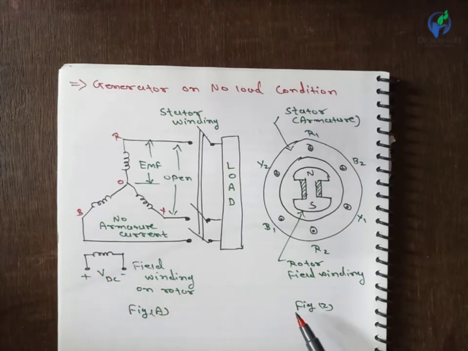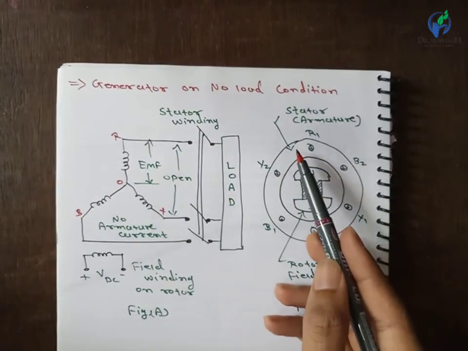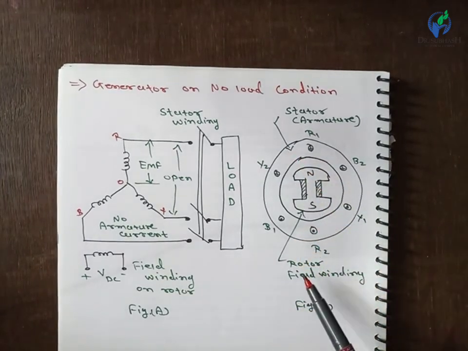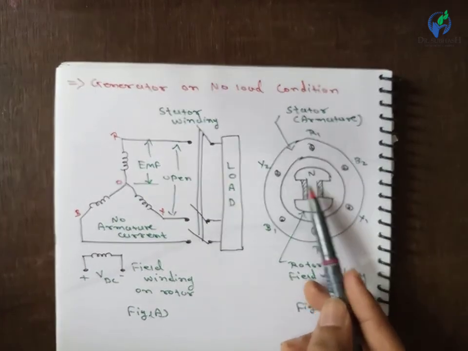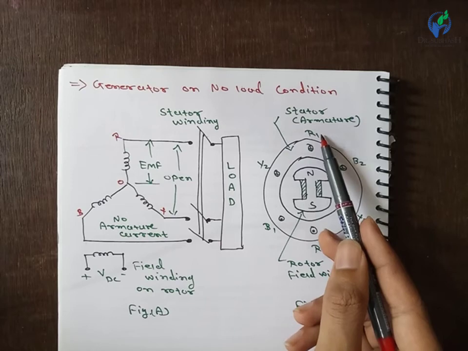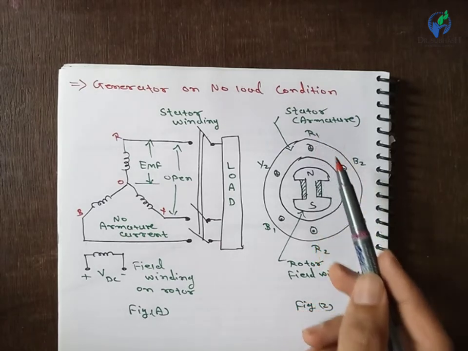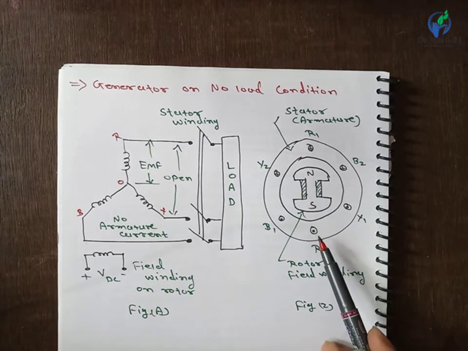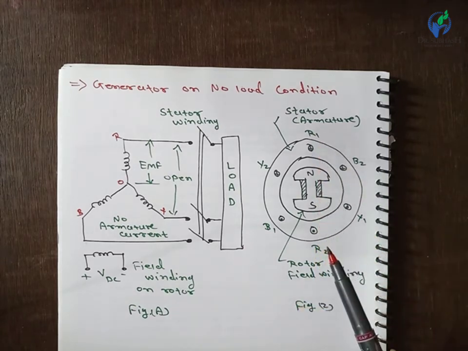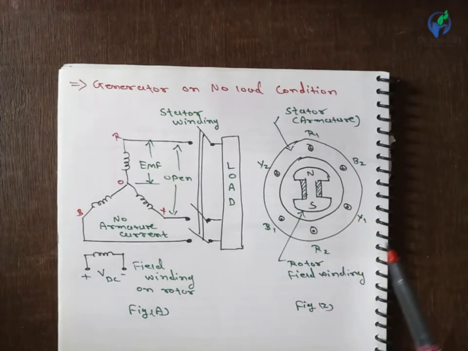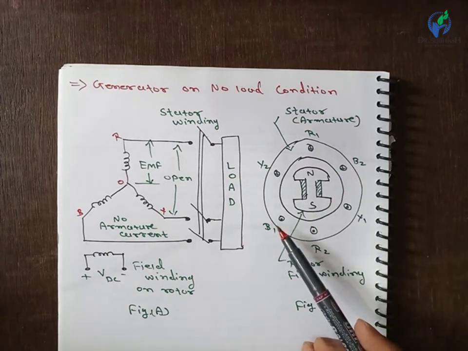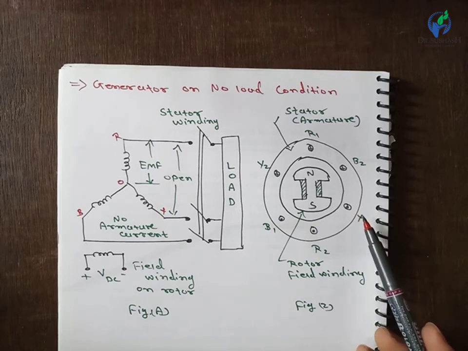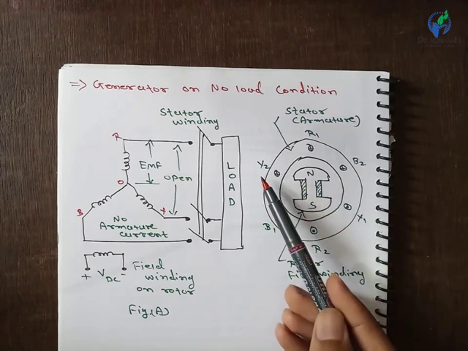In the second figure, there is a stator winding, which is known as the armature part, and the rotor with N or S pole has the field winding connected. In the stator part, R1 is a plus sign and R2 is the dotted point, so we can write the clockwise direction here. For B, B2 is a plus sign and B1 is a dotted sign, and at Y, Y1 is a dotted sign and Y2 is a plus sign.